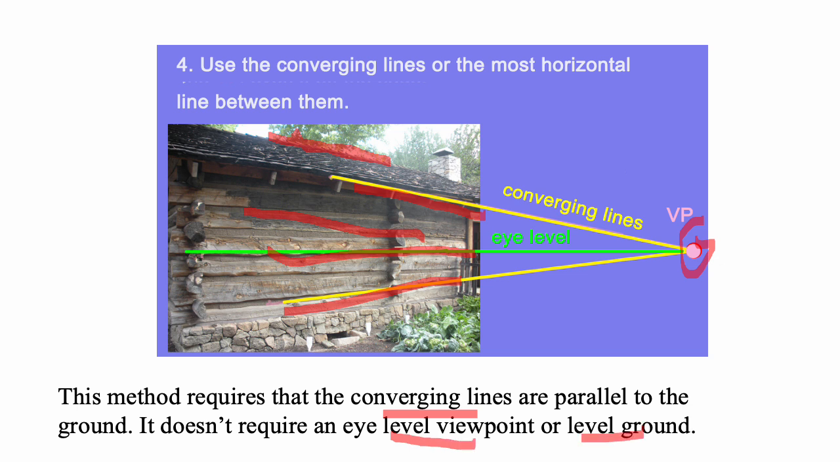For example, we could be on a mountain looking down at railroad tracks below. Those tracks would converge toward a vanishing point on eye level, even though we were using a bird's eye view looking down, and we would not be on the ground with the railroad tracks.